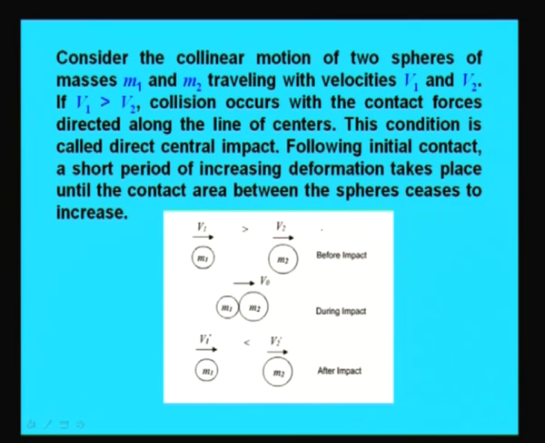Now following initial contact, a short period of increasing deformation takes place. Deformation keeps on going until the contact area between these spheres ceases to increase, because after that both the velocities have become equal. So naturally the contact area will now cease to increase.